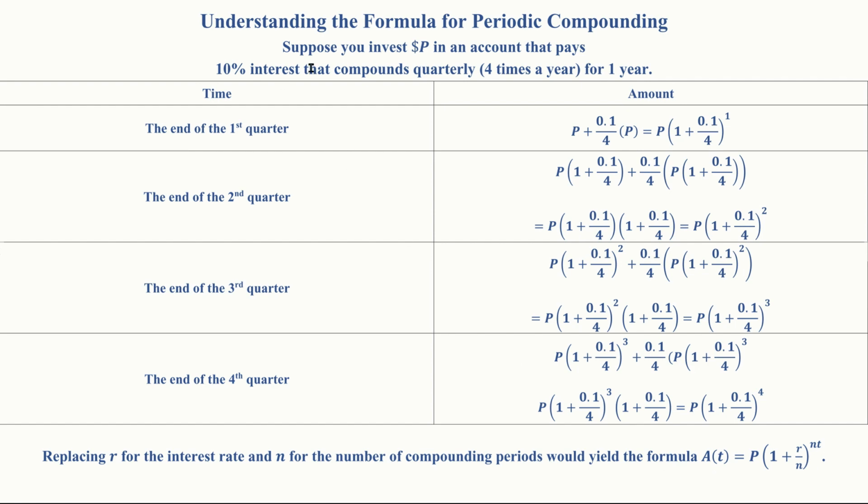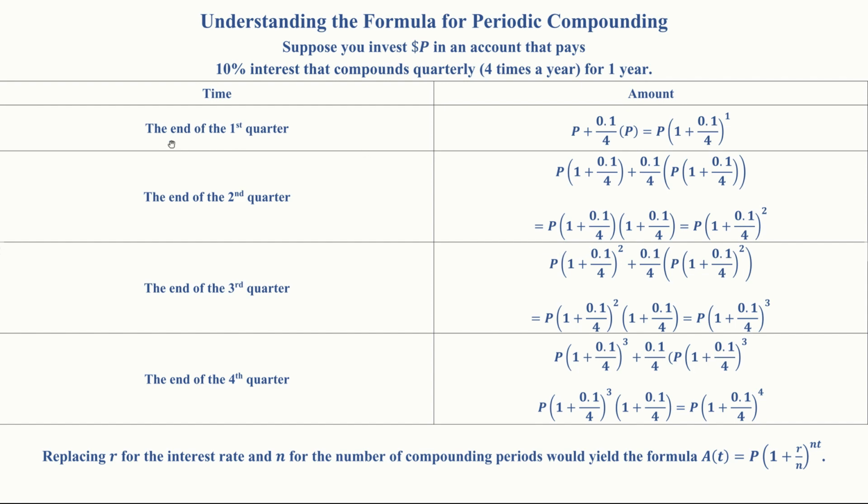All right, so let's suppose that you invest P dollars, P for principal, in an account that pays 10% interest that compounds quarterly. That means 4 times a year for 1 year. Now, this could have easily been, instead of investing, you took out a loan. It doesn't make any difference. The total amounts are going to be calculated the same way, except that in one case you're being paid, and in another case, someone else is being paid.